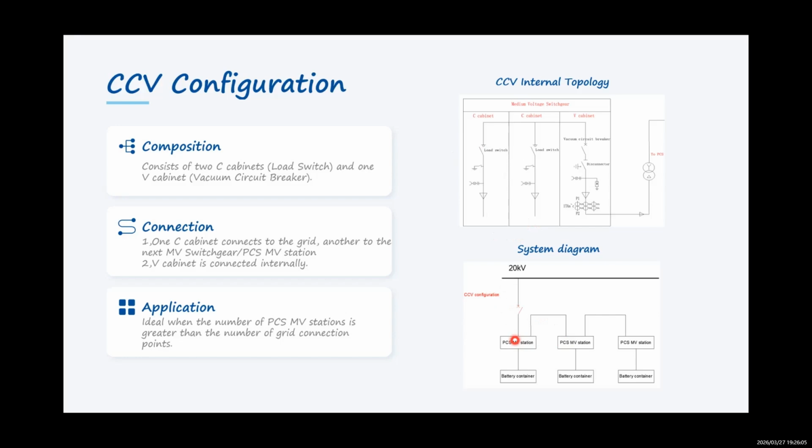Normally, CCV is applicable to the situation in which the quantity of grid connection points is less than that of the PCS MV stations. Let's say one grid connection point with 3 PCS MV stations. Only one PCS MV station can connect directly to the grid. So CCV is required in these scenarios.